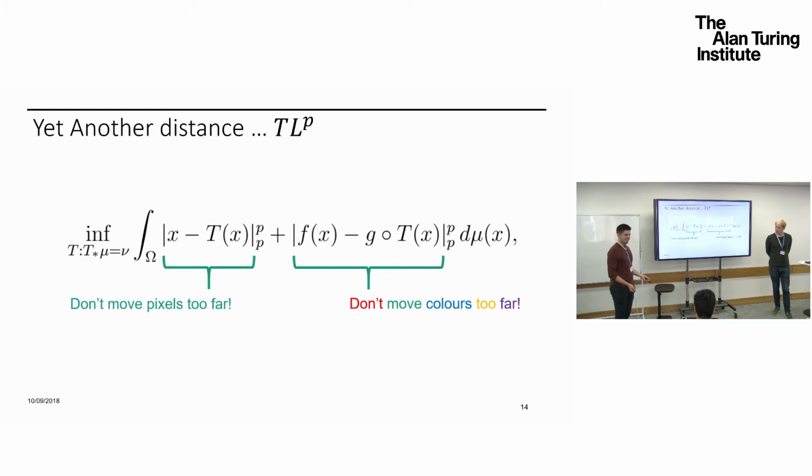Maybe we use a different distance, and maybe this is going to help us. So this is something called the transportation LP distance. It's a kind of higher order distance than the optimal transport. And what it's saying is, I've got my original problem that I had before, right? Everyone recognized this part. Don't move my pixels too far. But I'm also going to say, well, I also don't want to move my colors too far. So this distance actually applies to full colored images. So I'm going to penalize if you move red to blue rather than red to red as well.